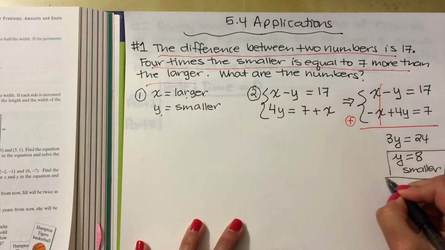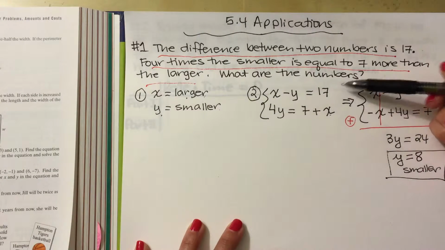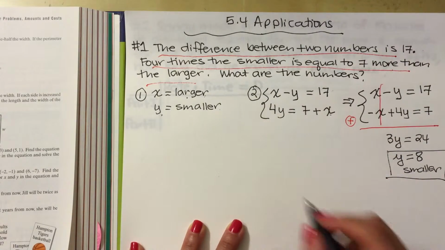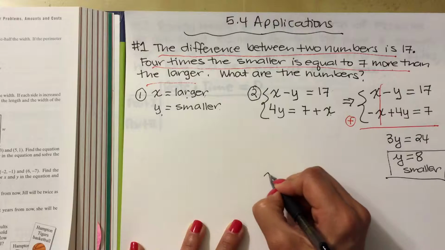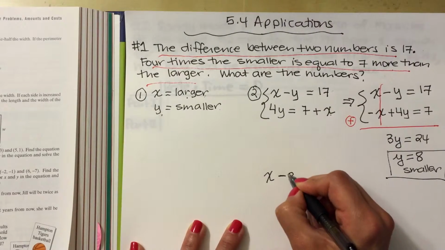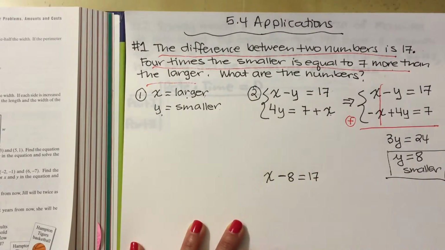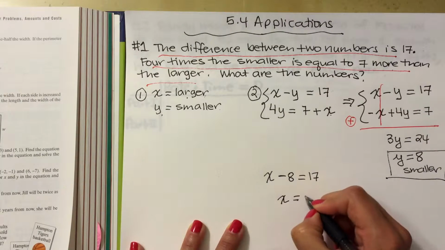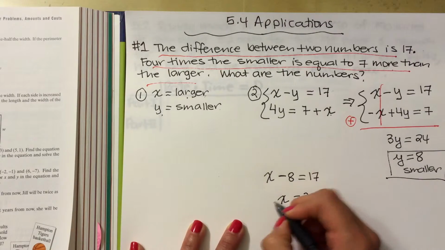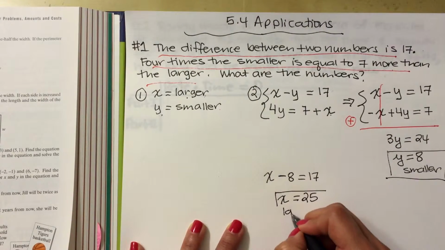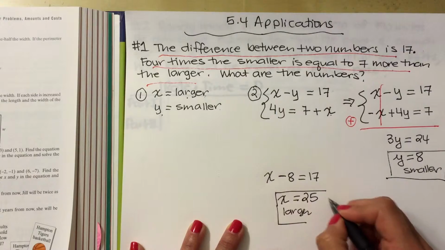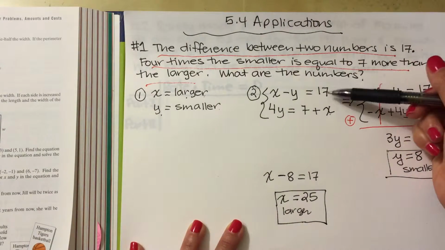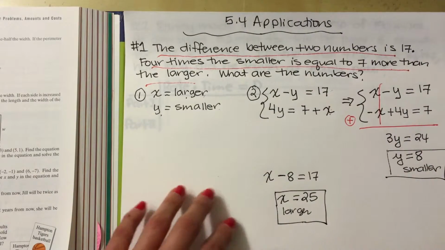What's the larger number? Go back to one of your equations. Use equation 1. It's easier to get x. So we substitute for y. We have x minus 8 is equal to 17. And then you're going to add 8 to both sides, and x comes out to be 25. And that is our larger number. And then we're done. And of course you can check your two answers. Just plug them back into your two equations, make sure that it works.